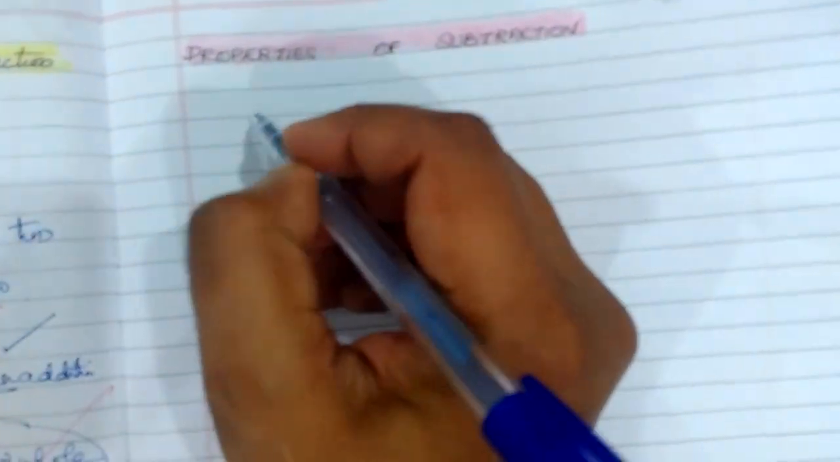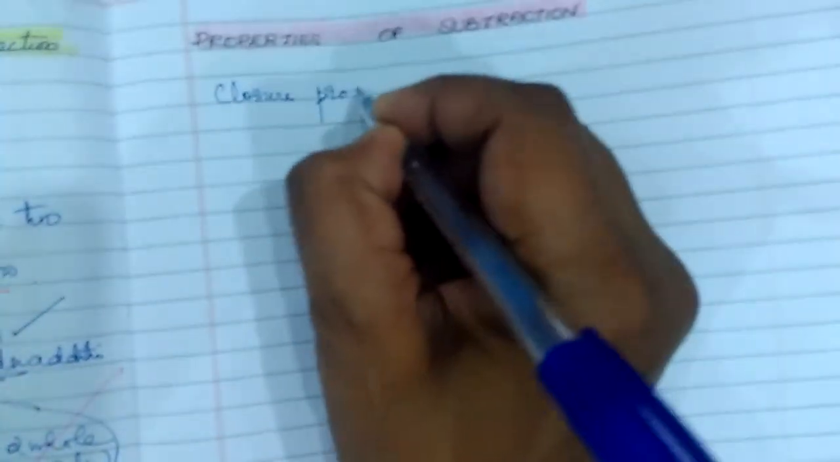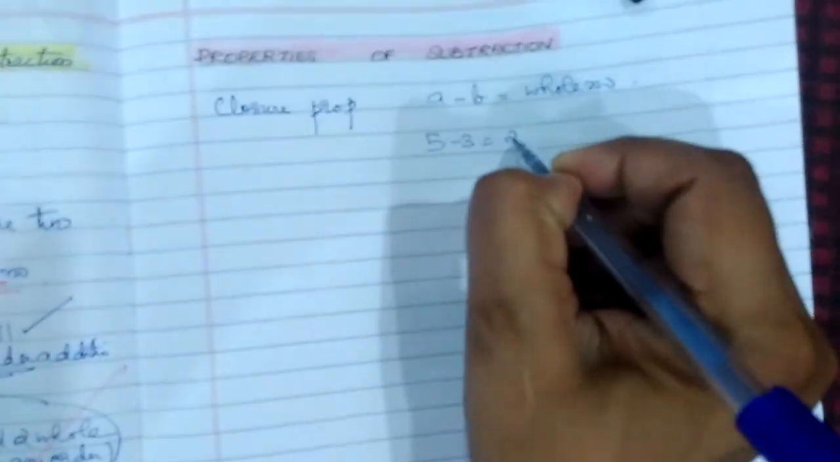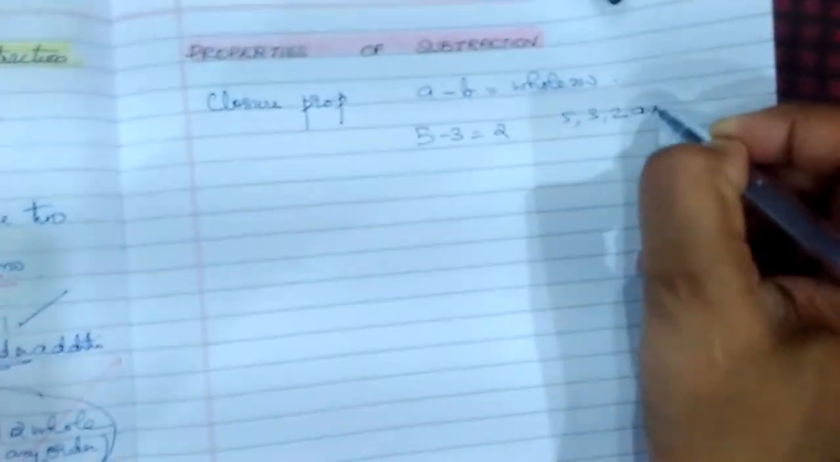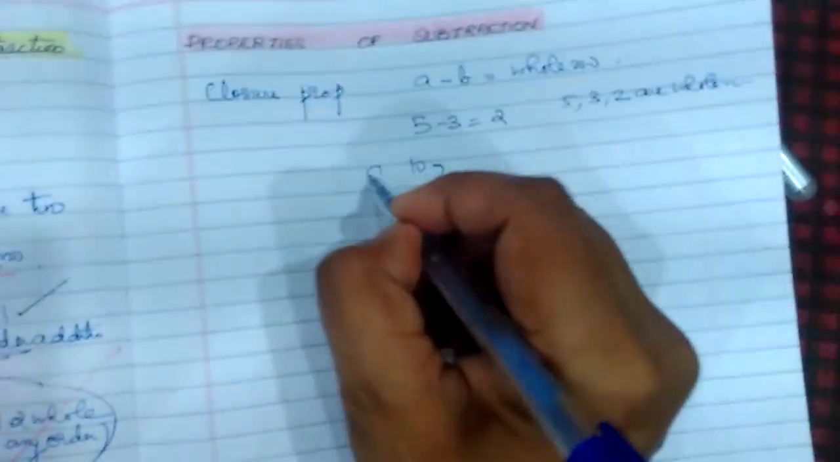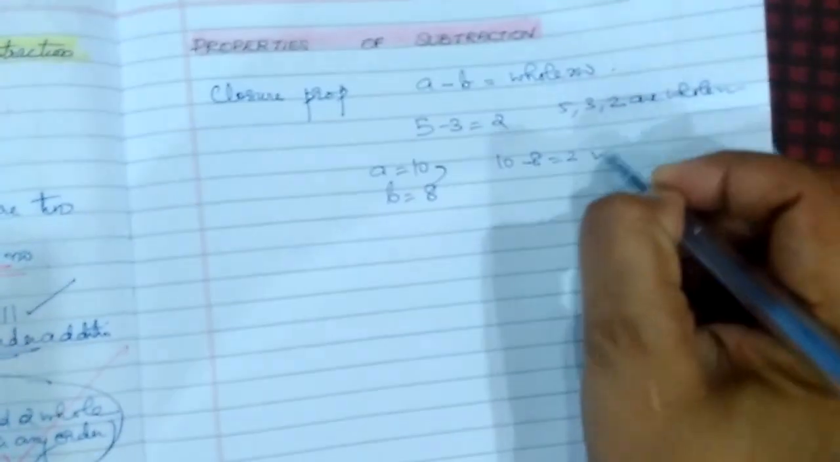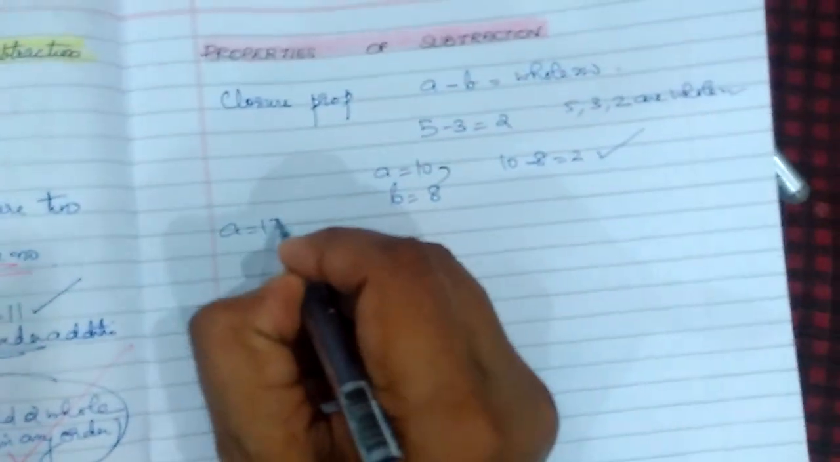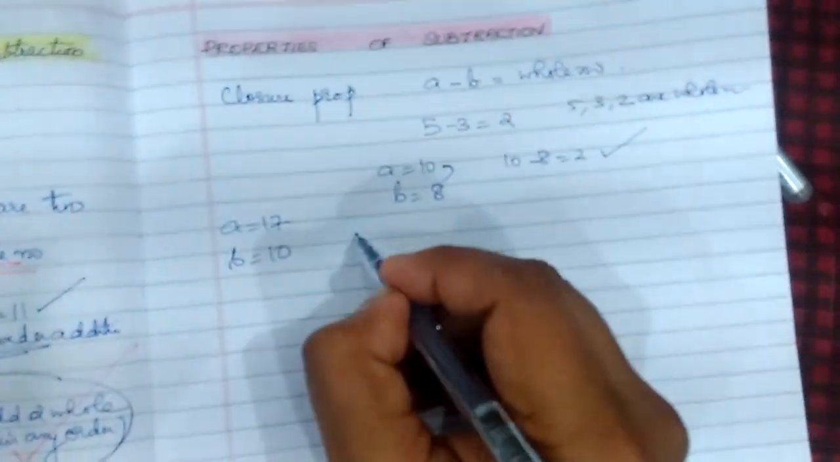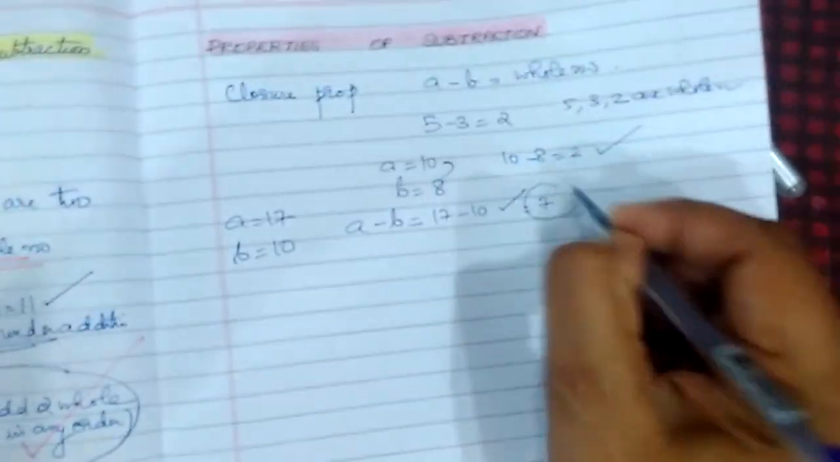Now, properties of subtraction. It is very easy. First, I will check the closure property. Is it true or not? Closure property means A minus B should be a whole number. We will check. 5 minus 3 is 2. 5, 3, 2 are whole numbers. Now if A is equal to 10 and B is equal to 8, 10 minus 8 is 2. Again, a whole number. If A is equal to 17 and B is equal to 10, A minus B is 17 minus 10, that is 7, a whole number.